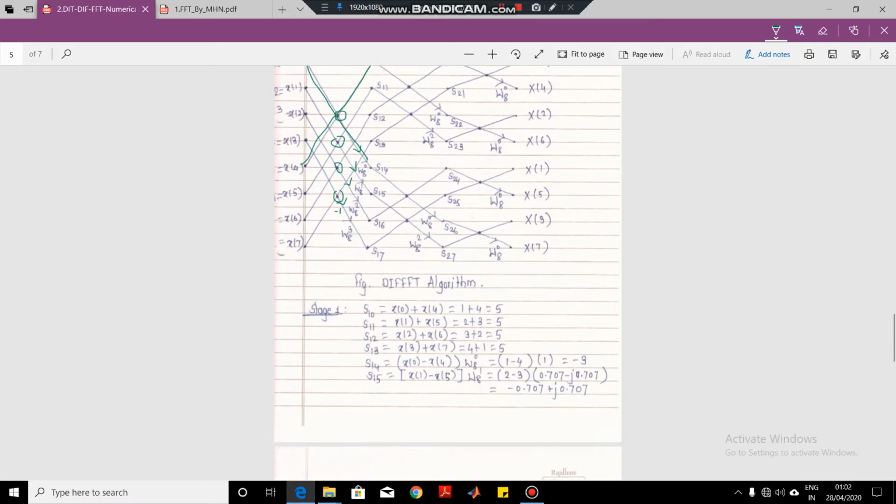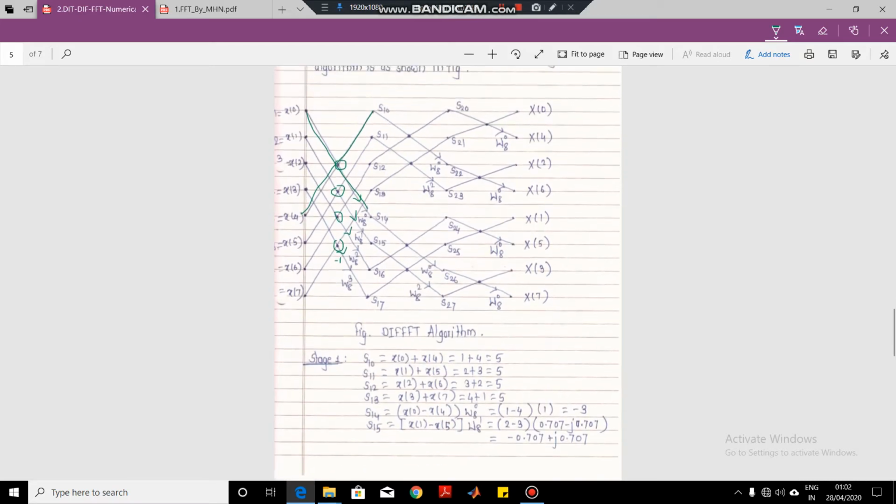What will be the output of the first butterfly? It is x of 0 plus x of 4. My x of 0 is 1 and x of 4 is 4, so I get the output as 5. Similarly, I will get S11 as 5, S12 as 5, and S13 as 5.